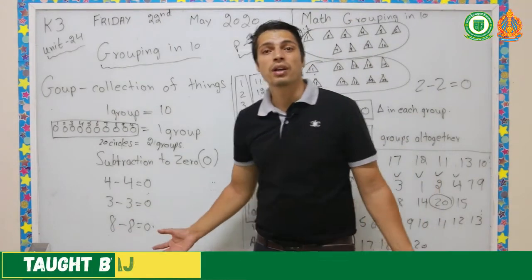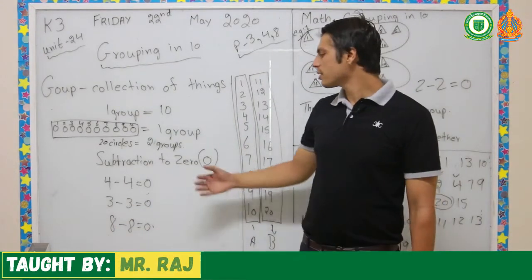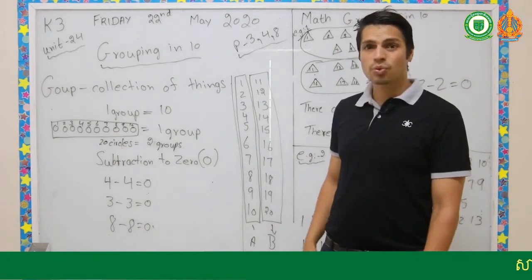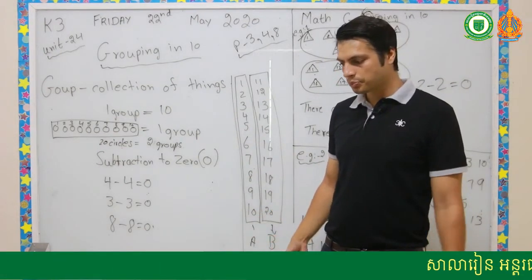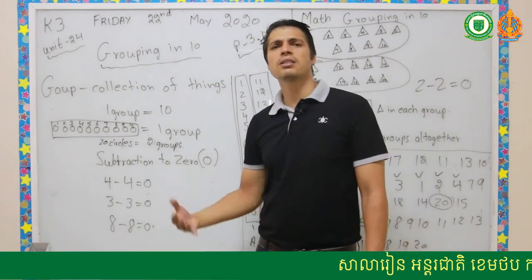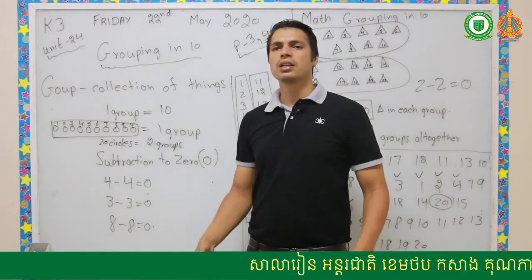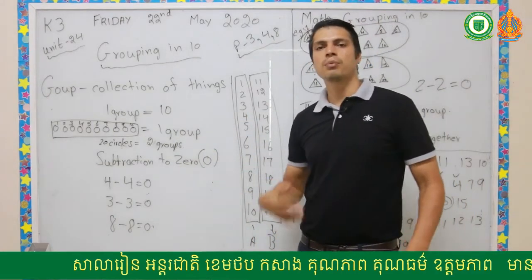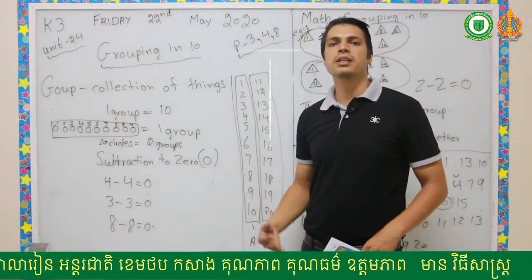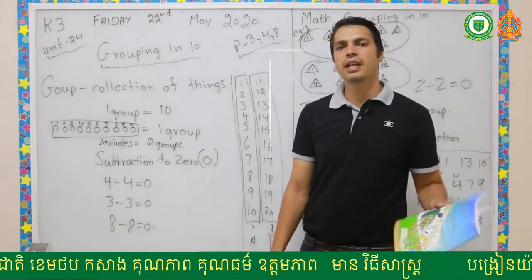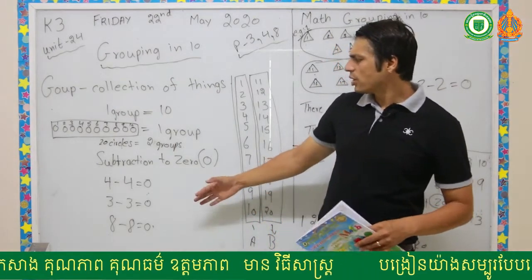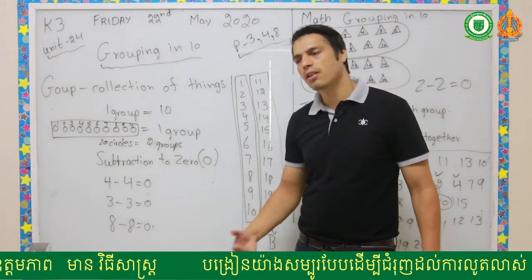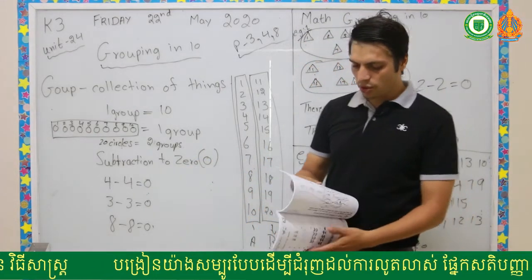So as you know, we are learning about grouping in tens, subtraction to 0, and writing numbers up to 20 in correct order. And last week we learned about addition to 10, like 10 plus 2, 10 plus 3, 10 plus 5, 10 plus 8. And today we learn about subtraction to 0. Subtraction means minus. So, coming on to your homework.